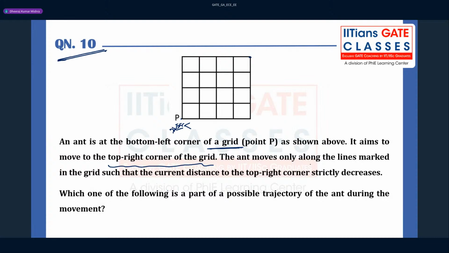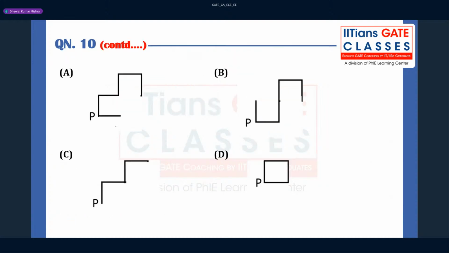The ant moves only along the lines marked in the grid, such that the current distance to the top right corner strictly decreases. Okay? So which of the following is a possible trajectory of the ant during the movement, right? If you take these trajectories, guys, if you start from here and go like this, still you will be very far from the top right corner, right? If you go like this, you are still very far. And this cannot be correct because you are not going up, right?